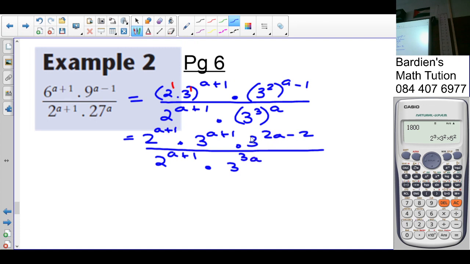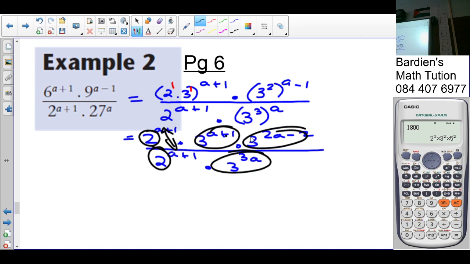What's the next step we should be going to do? When the bases are the same, we multiply, we add the exponents. When we're dividing, bases are the same, subtract the exponents. So only the exponents on the base of 2 will be brought together, and then the exponents with the base 3 can be brought together. Okay, so do that quickly.